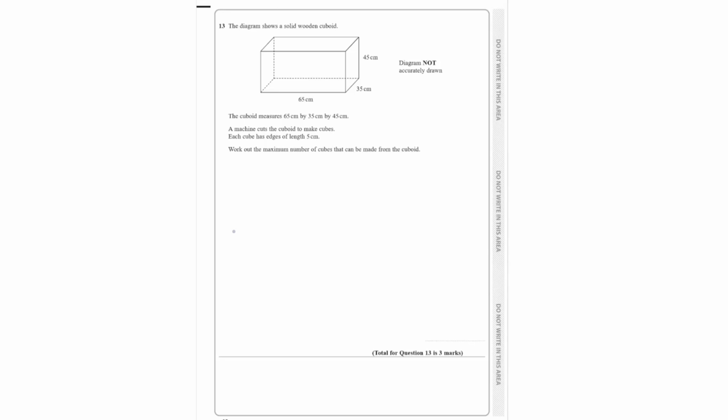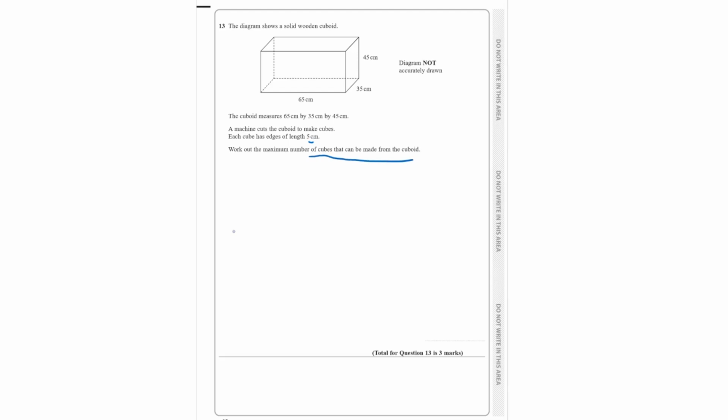The diagram shows a solid wooden cuboid. The cuboid measures 65 centimeters by 35 centimeters by 45 centimeters. The machine cuts the cuboid to make cubes. Each cube has edges of length 5 centimeters. Work out the maximum number of cubes that can be made from the cuboid.